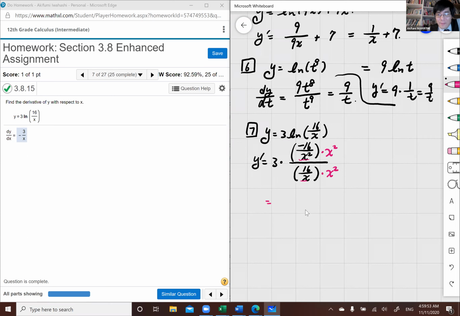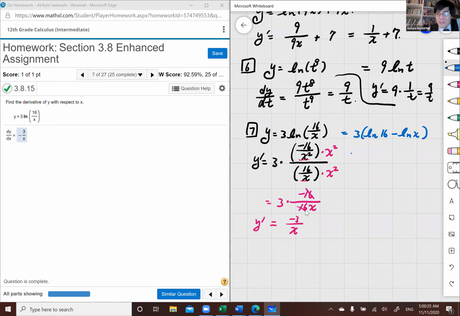So you want to get 3 times 16x and negative 16, which simplifies to negative 3/x. Quite simple, right? Now let's use some log properties to simplify the expression before differentiating. This is the log of a quotient, so it can be written as 3 times (ln 16 minus ln x).